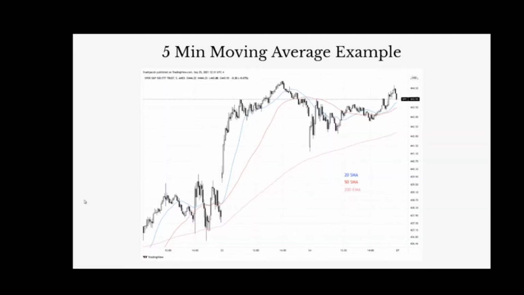So here's a little example on SPY during the 5-minute time period. So this is from Friday, I believe. Here you can see with the little chart we've got the 20 SMA in blue, the 50 SMA in red, and the 200 EMA in pink. So these are the moving averages that I normally use. Once again, this could change for you guys, but this is what I like to use.